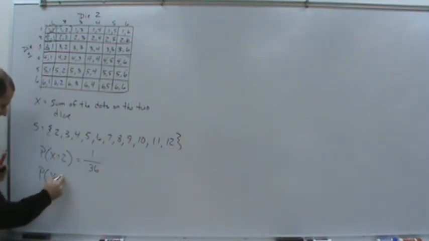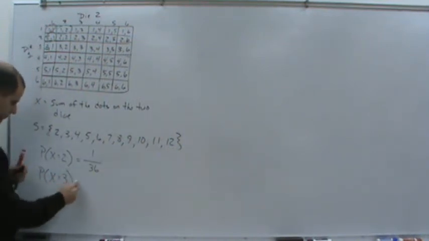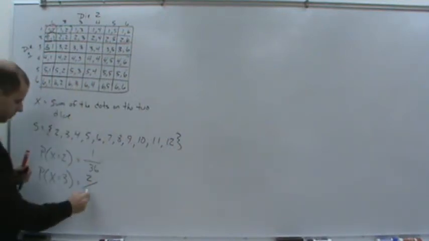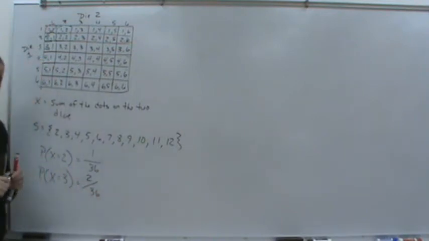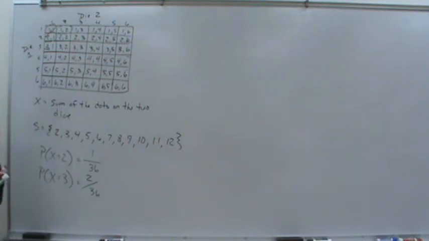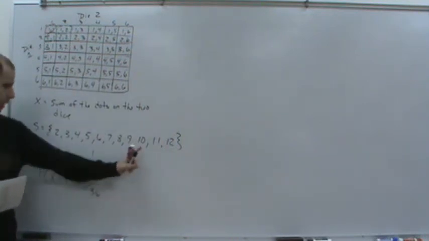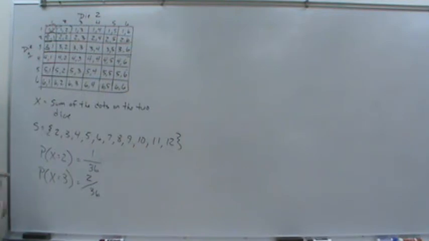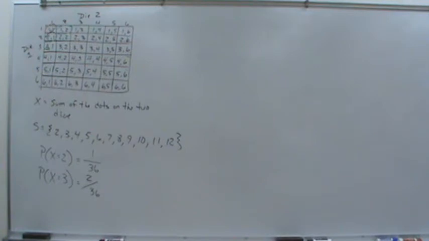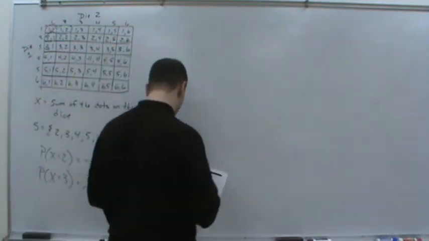Well, the probability of X equal to 3 is going to be 2 out of how many possible outcomes again? 36. Are those two the same? No. So are they equally likely? No. We're done. So the answer is they're not. These outcomes are not equally likely because the probability of getting a 2 and the probability of getting a 3 is different. Okay, so now let's look at the probability of getting a 4, right? Okay, so let's do that. What's the probability of getting a 4?